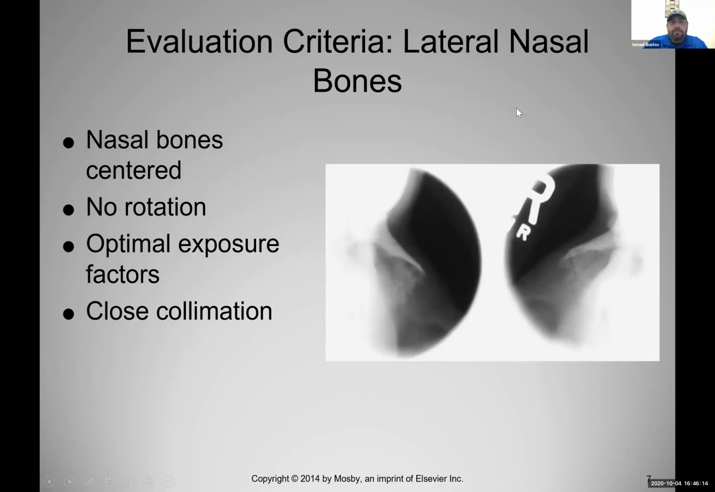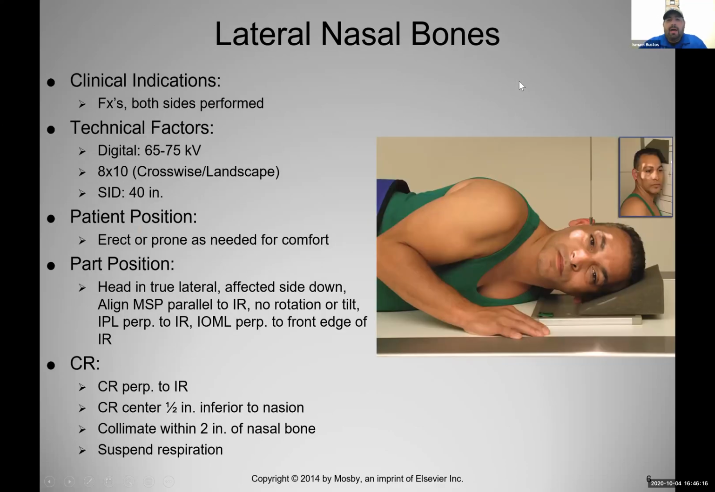That's what we're going to be going over for these first projections. All right. First one is the lateral nasal bone. This one is performed just to make sure there's no pathology or fractures of the nasal bone. Normally, you'll do both sides for comparison, right and left. Sometimes they'll just do the affected side, but it depends on department protocol. But where I work, they did both sides.